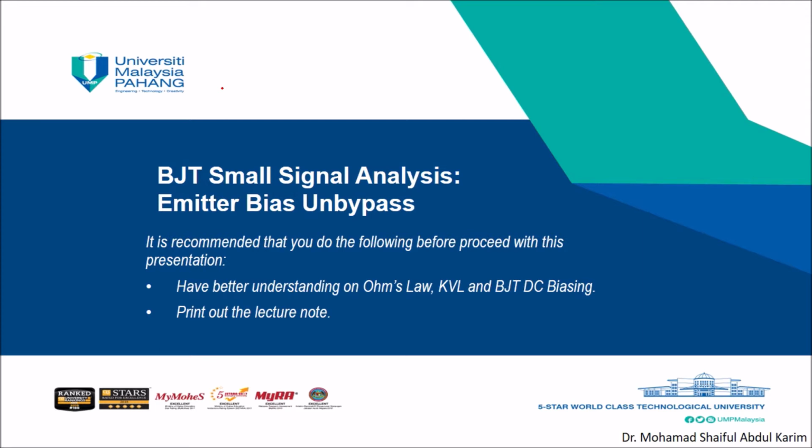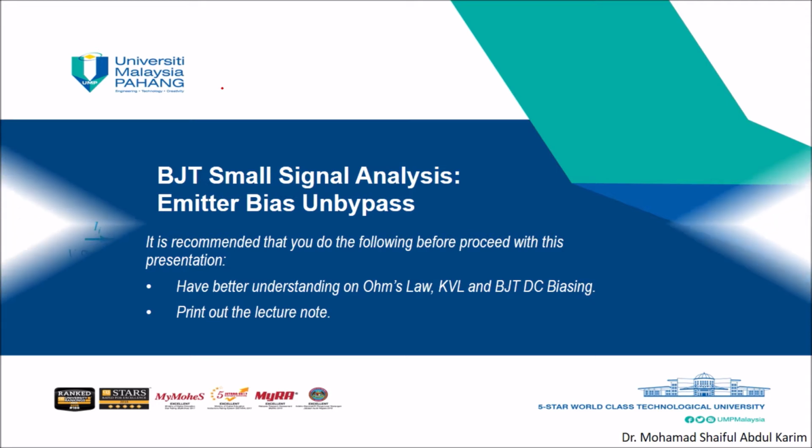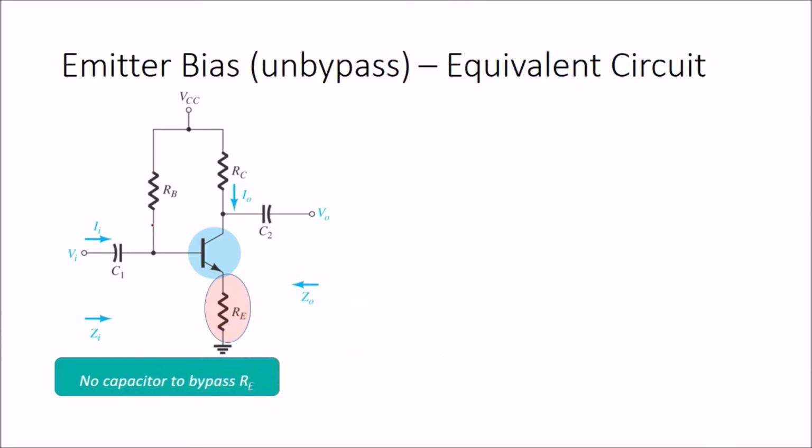Before I proceed with this presentation, I hope you have a better understanding of Ohm's law, KVL, and BJT DC biasing. This is the configuration for the emitter bias unbypass. The difference between unbypass and bypass is the capacitor here. There is no capacitor to bypass RE, so that's why the signal has to go through the RE.